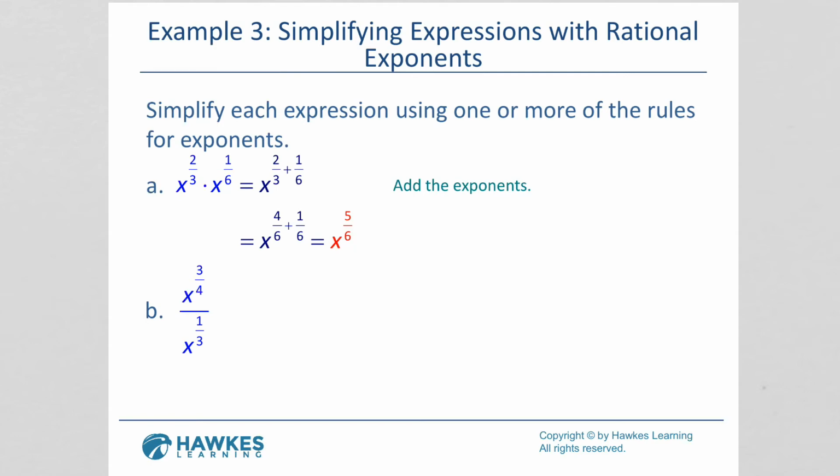Example 3b, which is x to the 3/4 over x to the 1/3. Here we're going to start by subtracting our exponents. So we have x to the 3/4 minus 1/3. Getting a common denominator, that gives us x to the 9/12 minus 4/12, which is x to the 5/12.